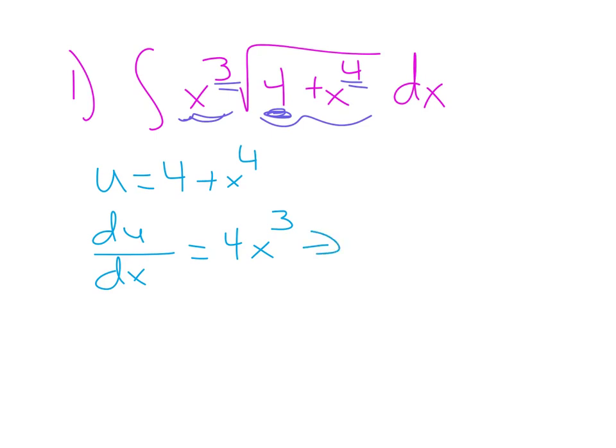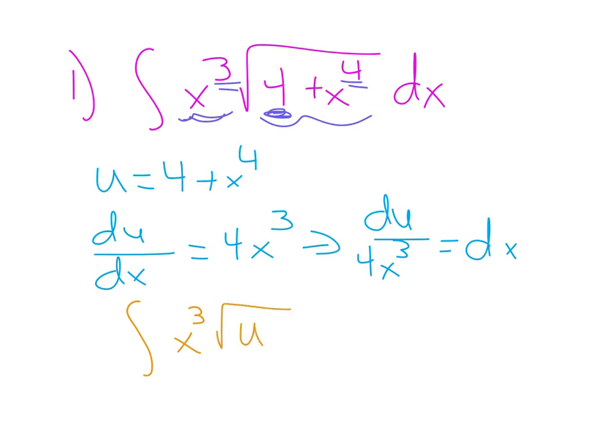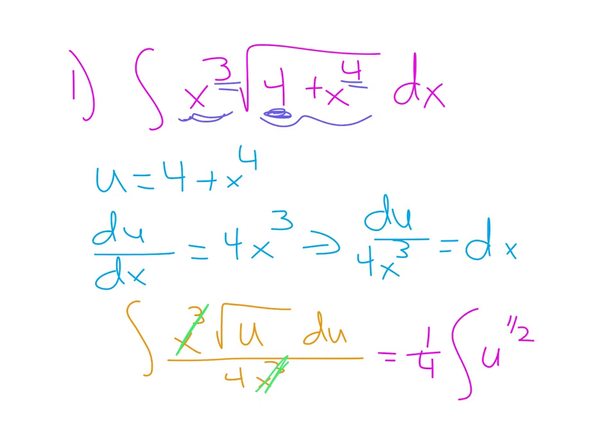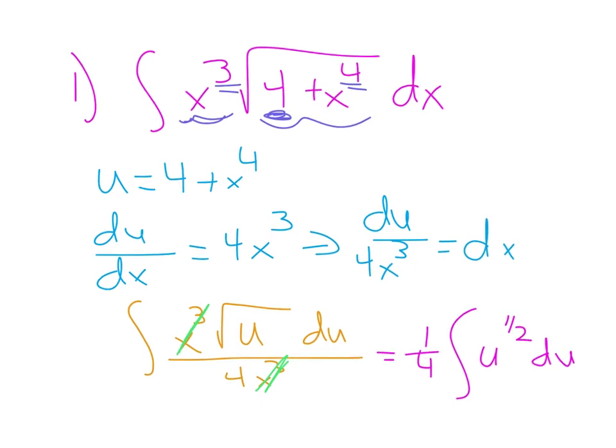And many of my students like to solve for dx and call that du over 4x cubed. They're treating it kind of like fractions. They're not, but we can kind of treat them that way. So then I'll have an x cubed, and then a square root of u now, and then a du over 4x cubed. And conveniently, these x cubeds will cancel. So I can rewrite this integral as 1/4 integral. Square root sometimes freaks out my students, so we'll write that as u to the 1/2, and then du.